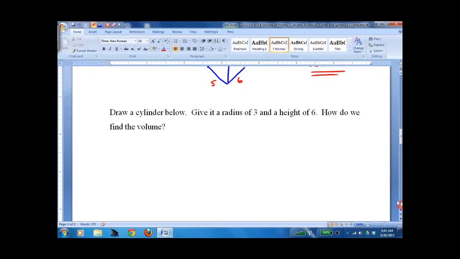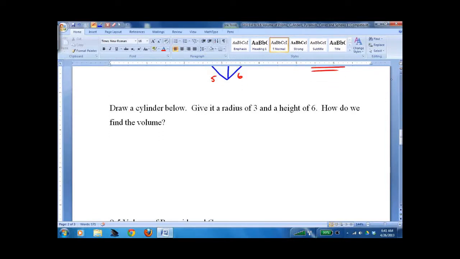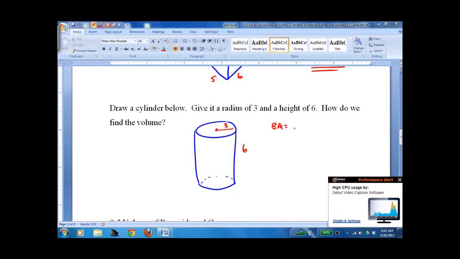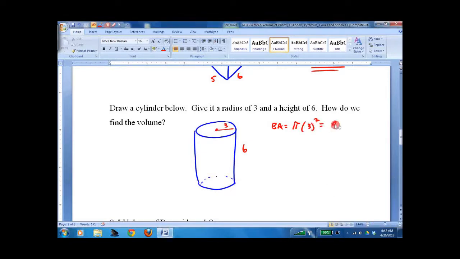Now we do a similar thing with a cylinder. So we have a radius of 3 and a height of 6. We do the same thing. Up above, we did the base area, and we just set its length times width for the base. Here it's a circle, so the base area is pi times 3 squared, which is 9 pi.